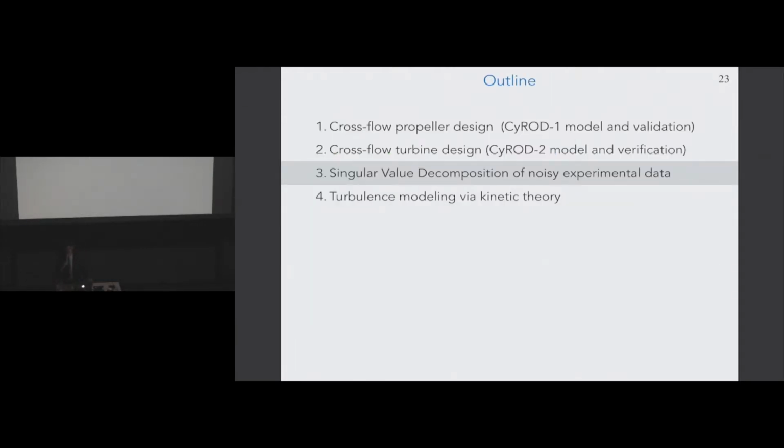So I'm going to switch gears and talk a little bit about some of the fundamental math and theory that would maybe underlie some new low-order modeling.